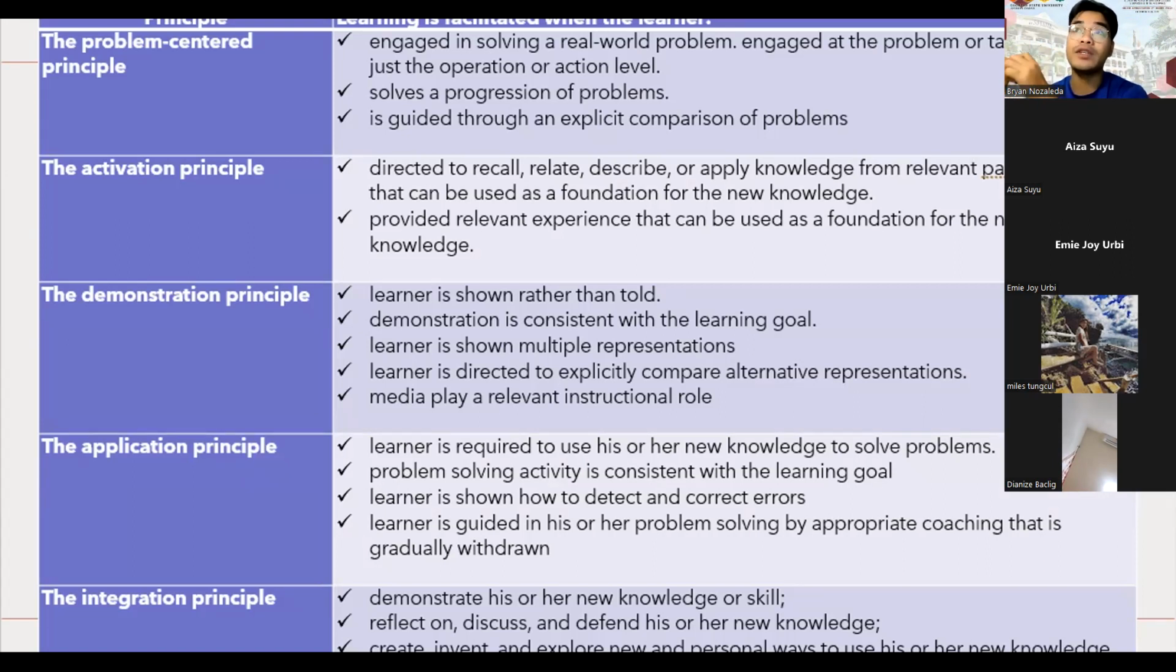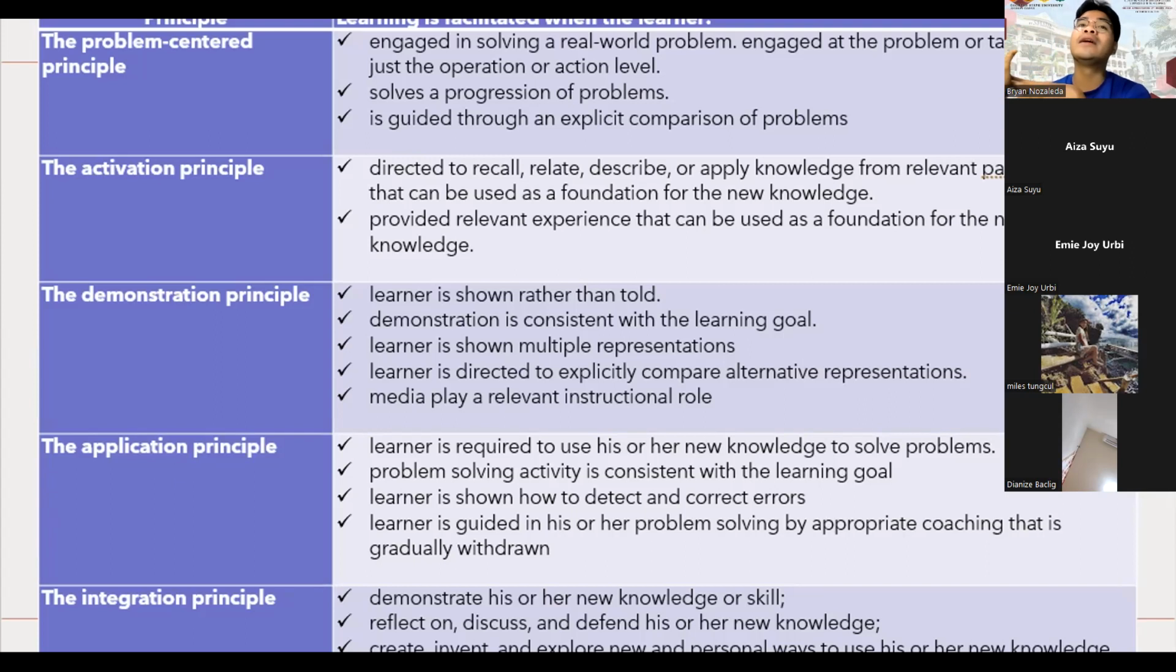Okay, from the word activation or prior learning. And then demonstration, learning is shown rather than told. Demonstration is consistent with the learning goal. Learner is shown multiple representations. Learner is directed to explicitly compare alternative presentations.